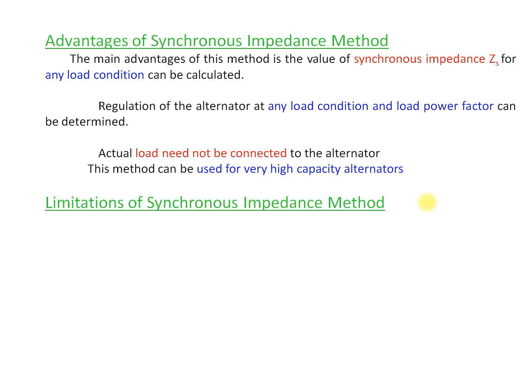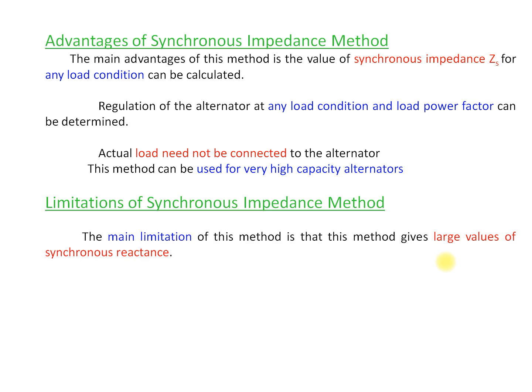The advantage of this particular synchronous impedance method is that it takes the whole synchronous impedance drop of the machine, so that we will be getting the higher value of the synchronous impedance. So we can use this particular method for very high capacity machines also, because we don't need to have the direct load test on any machine. So a very high capacity machine can be tested with the open circuit and short circuit test, so that we will be getting the voltage regulation of that machine.